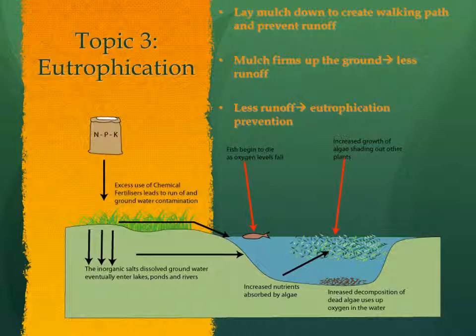It is important to prevent runoff because, as we know from class, runoff leads to eutrophication. We can see the diagram here. The nutrients cause algae blooms, and as the algae blooms die, bacteria at the bottom of the ocean use great amounts of oxygen to decompose them. This lack of oxygen creates dangerous dead zones. So again, the idea was to use the mulch to firm up the ground to prevent runoff and even further eutrophication.